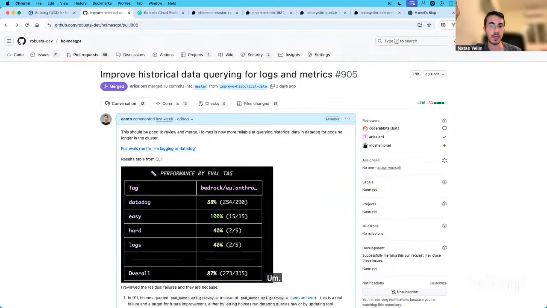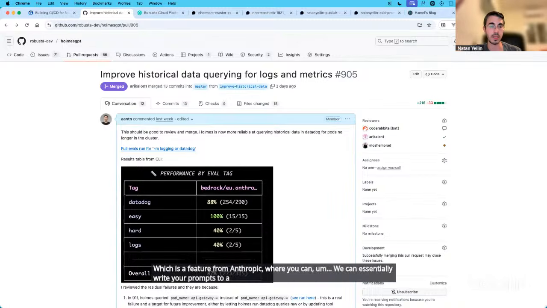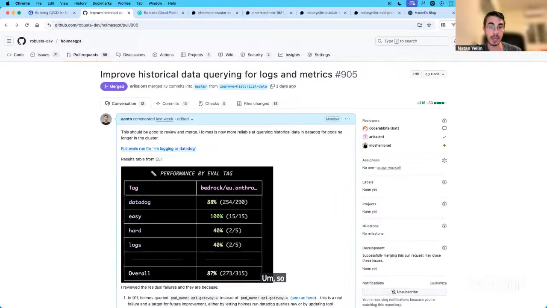With Sonnet, it's fairly expensive because Sonnet in general is a much more expensive model. Then we made improvements to the agent to do prompt caching, which is a feature from Anthropic where you can essentially write your prompts to cache, and there are all sorts of benefits, and you get a much cheaper price. That drove down the cost by 90%. So it really depends on your scenario and on what you're measuring.